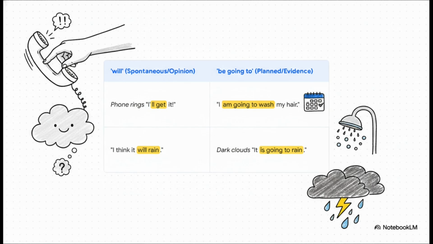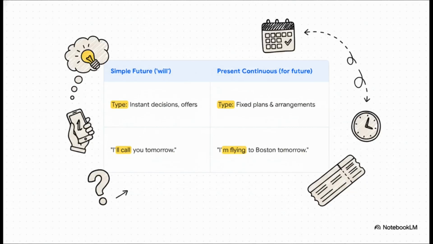See the difference? And to make things even more interesting, you can also use the present continuous tense to talk about the future. But, and this is a big but, only for really solid fixed plans and arrangements. We're talking appointments in your calendar, flights you've booked. When you say, I'm flying to Boston tomorrow, it means your tickets are bought, it's happening. I'll call you tomorrow, on the other hand, is more of a promise. It's not a set-in-stone appointment.